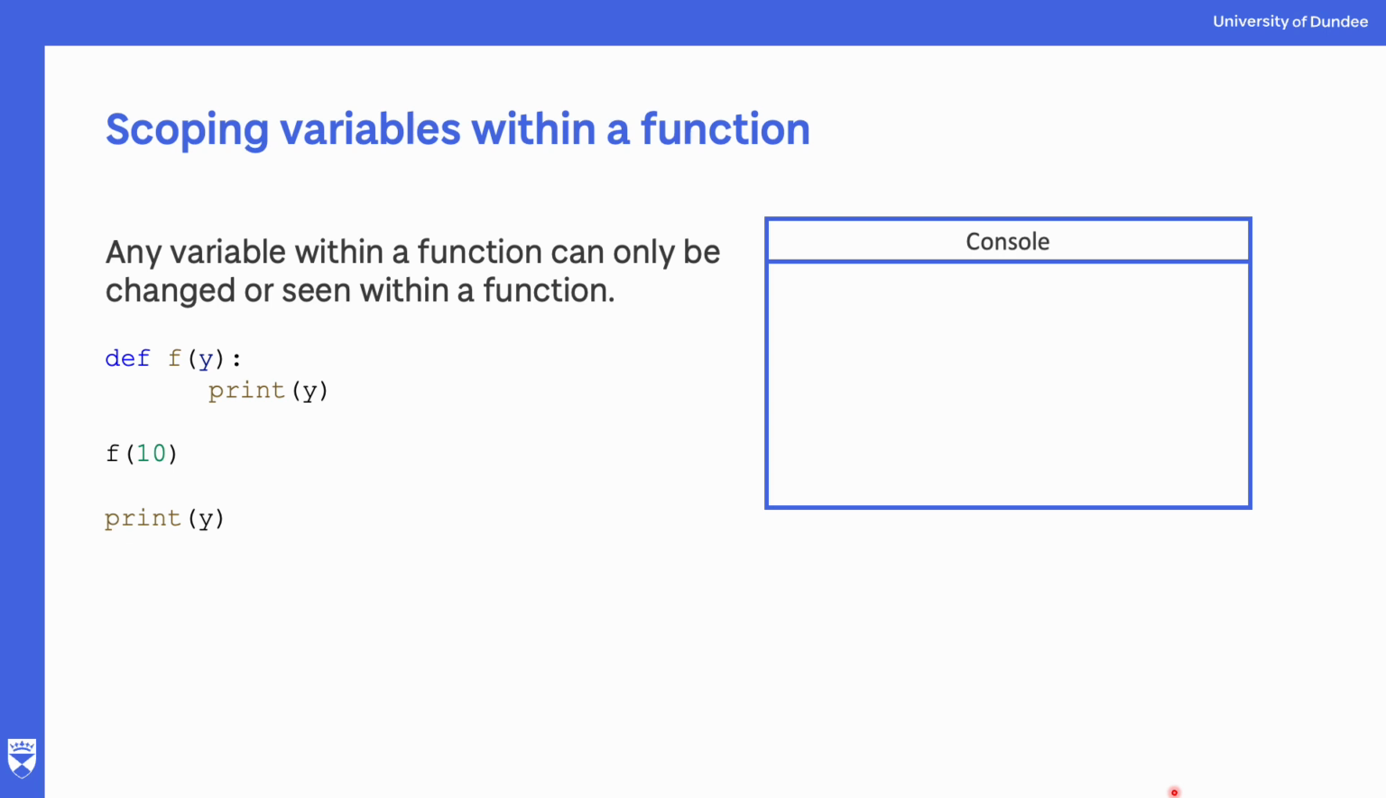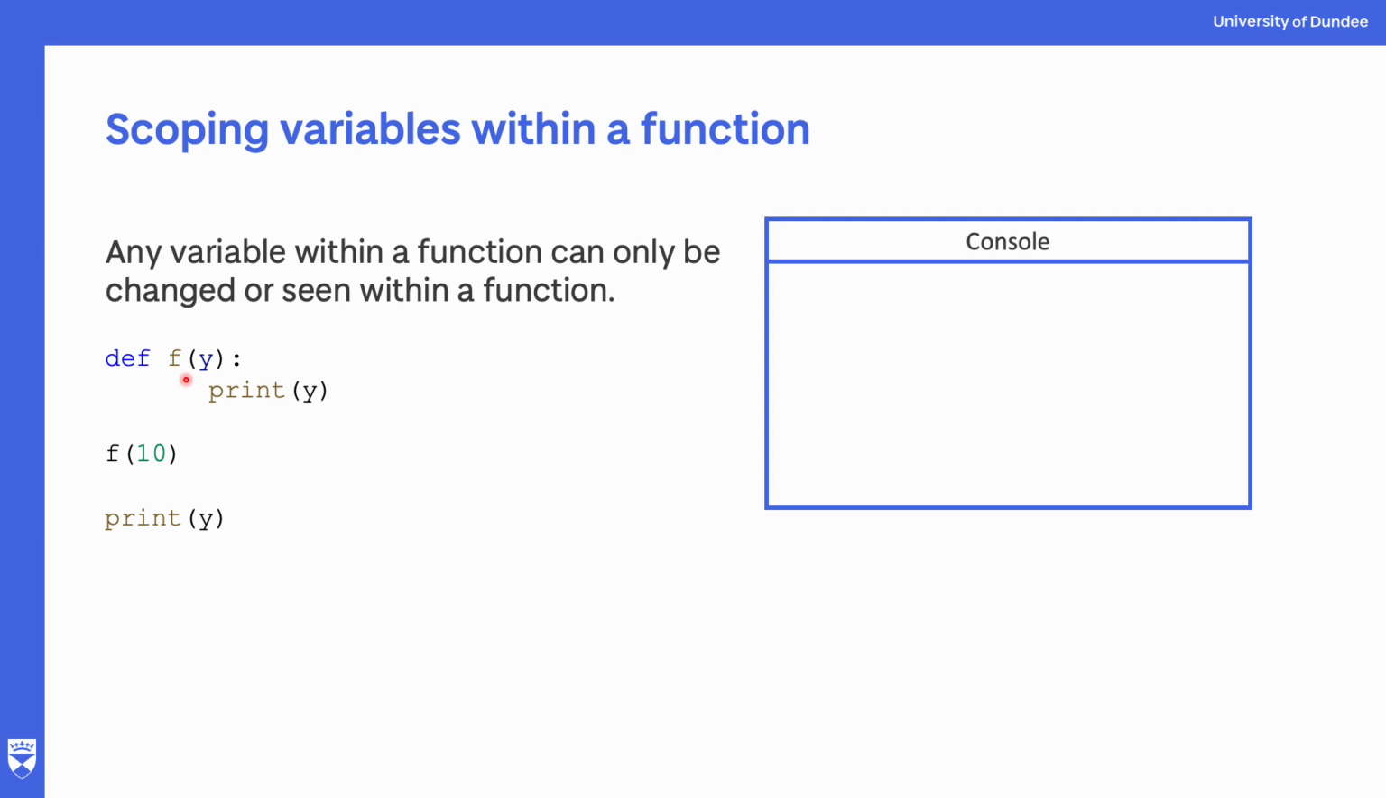Now, any variable within a function, any temporary variable that we've created or a function that exists within, we can only see that variable within the function. So this is called scoping. And this is why we have the semicolon on the end here. So it means that everything inside here can only be seen or used within that function.